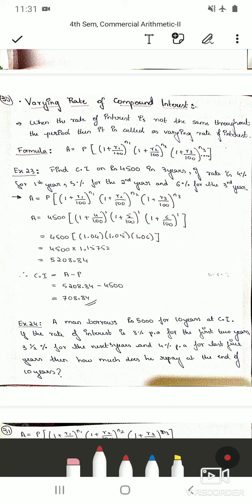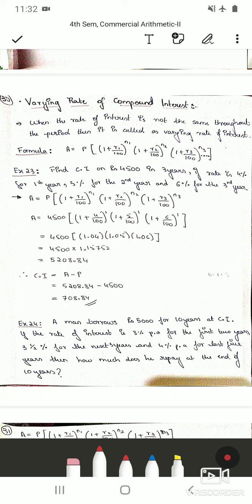For example, if you're going to invest for 10 years, then the rate won't be, say, 4% for 10 years with a principal of, say, 2700. Here the rate is 4% fixed for all the 10 years. But if the rate is different for different numbers of years, then that is called varying rate of interest. For example, for the first 3 years the rate might be 2%, then for the next 2 years it might be 5%, then for the remaining 5 years the rate might be 3%.